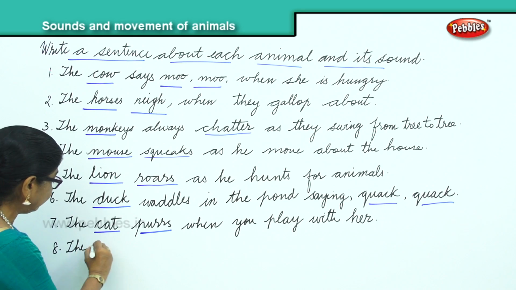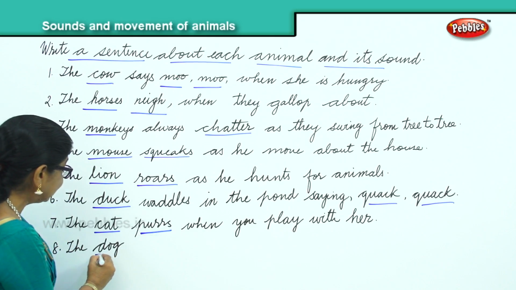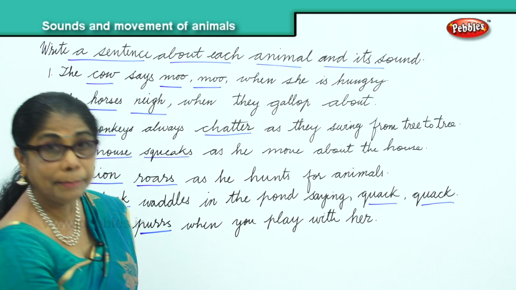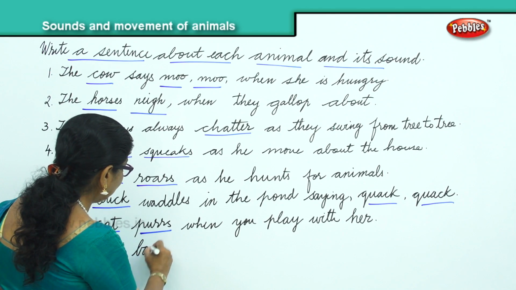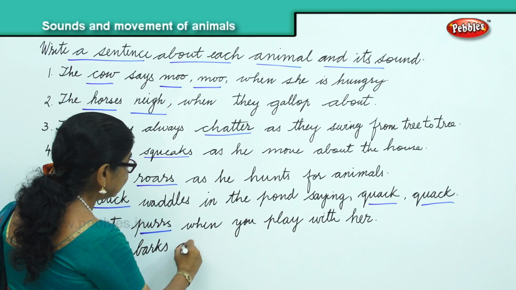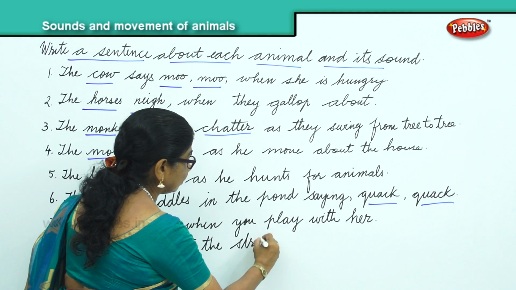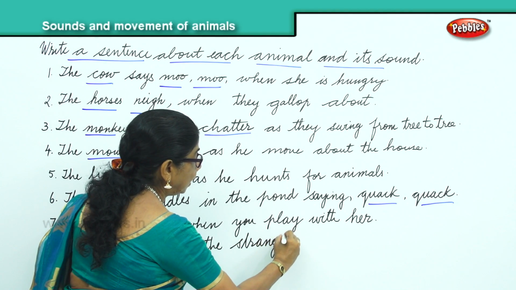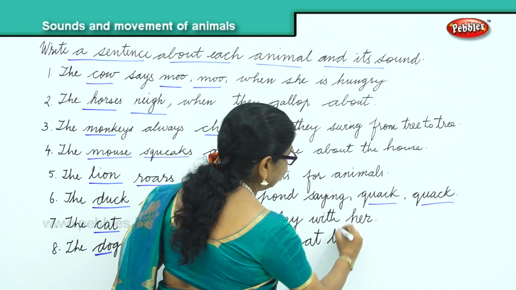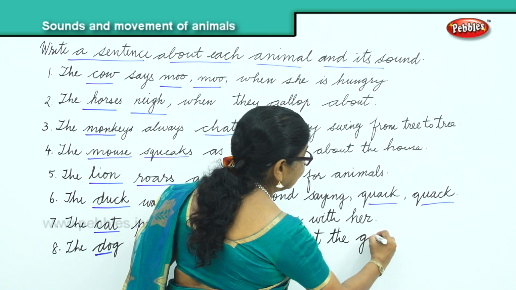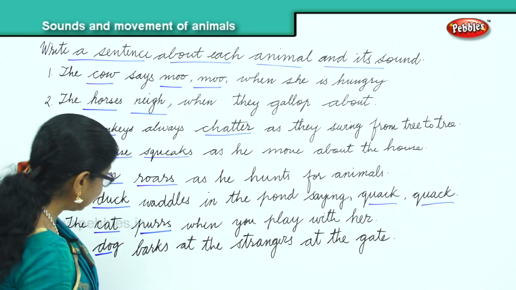What does the dog say? The dog, what does the dog do? When you go near the dog, what does he say? Bow, wow. He barks at you. He shouts at you, don't come near. The dog barks. What does the dog do? The dog barks at the strangers at the gate. Yeah, anyone comes to the gate, he barks. So the dog barks at the strangers at the gate.